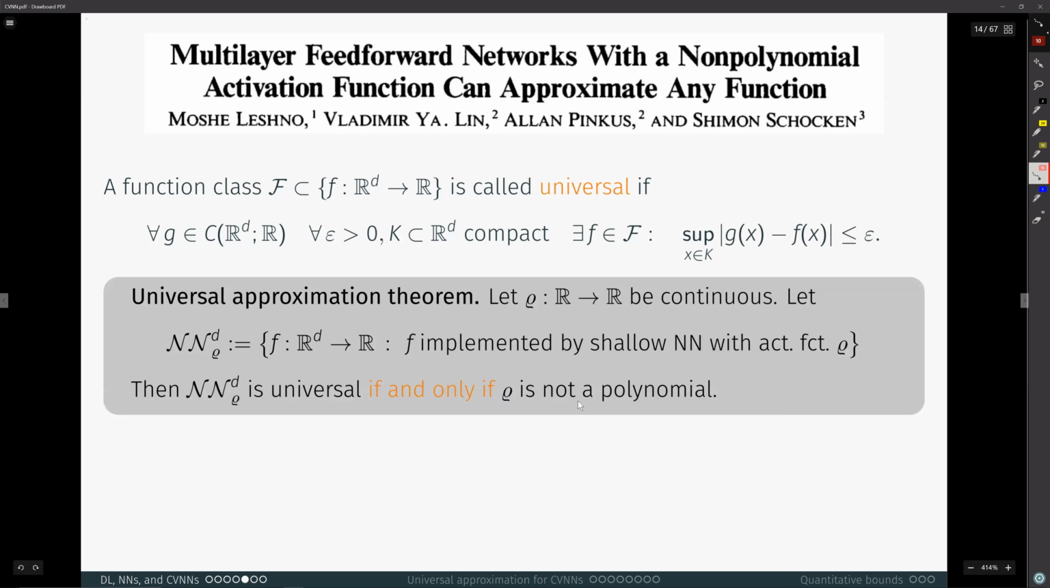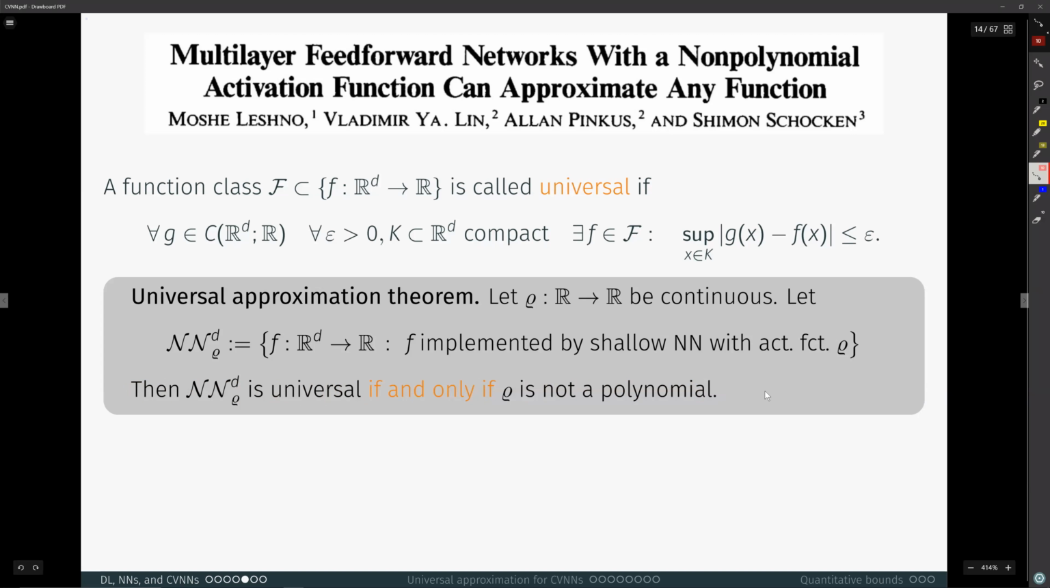And then this universal approximation theorem, which is proven in this paper, shows that if your activation function is continuous, and if you consider the set of all shallow networks with this activation function, so you allow it to be arbitrarily wide, to have arbitrarily many neurons on the hidden layer, but just one hidden layer, then this class of functions is universal if and only if the activation function is not a polynomial.